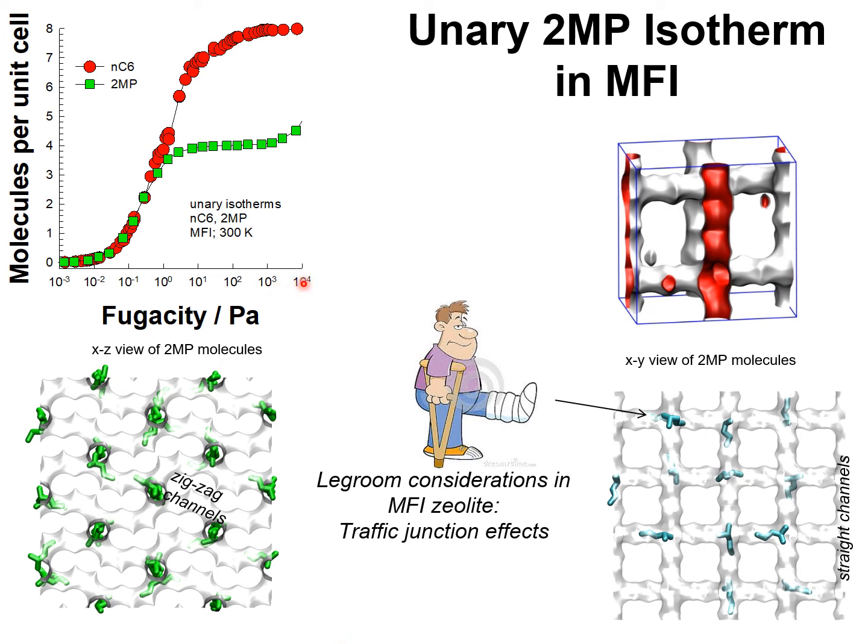and therefore up to a pressure of 10 to the 4 pascals, the intersection sites are the preferred locations for 2-methylpentane.